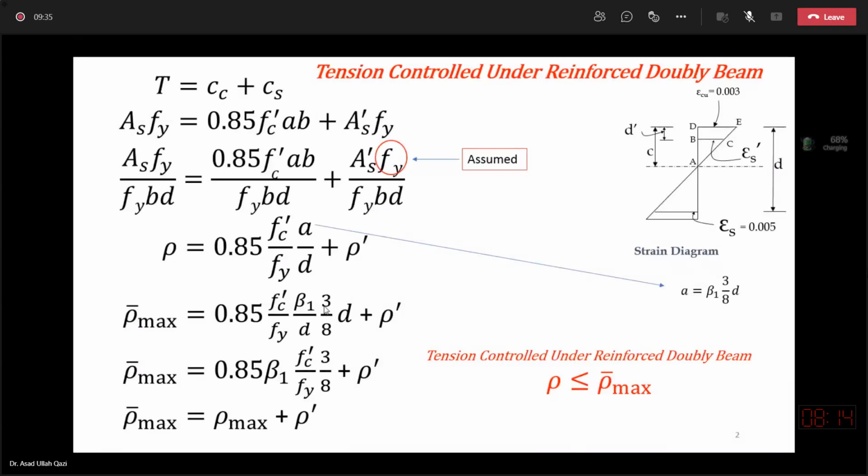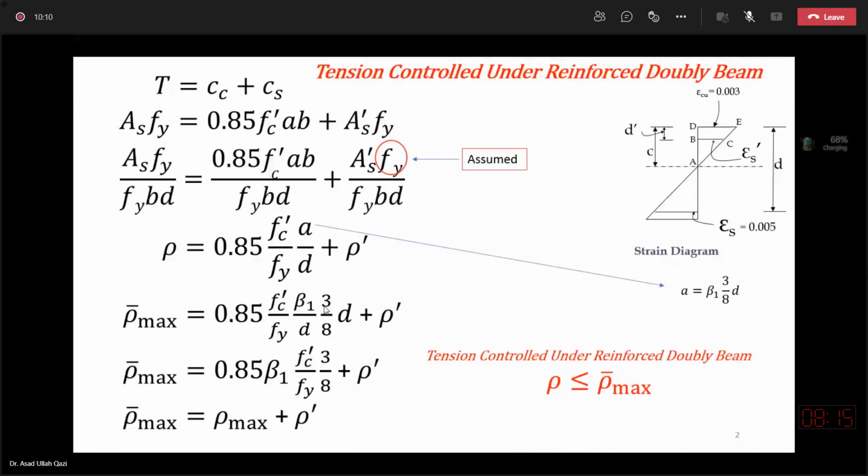That is what I'm going to discuss today: three different rho values, rho max of doubly, rho balanced of doubly, and rho CY. We are using a subscript CY, compression yield, rho CY for doubly. If my rho is greater than that, my compression steel will yield. If my rho is less than that rho CY, compression steel will not yield. In this way, we can judge different cases and do the classification.